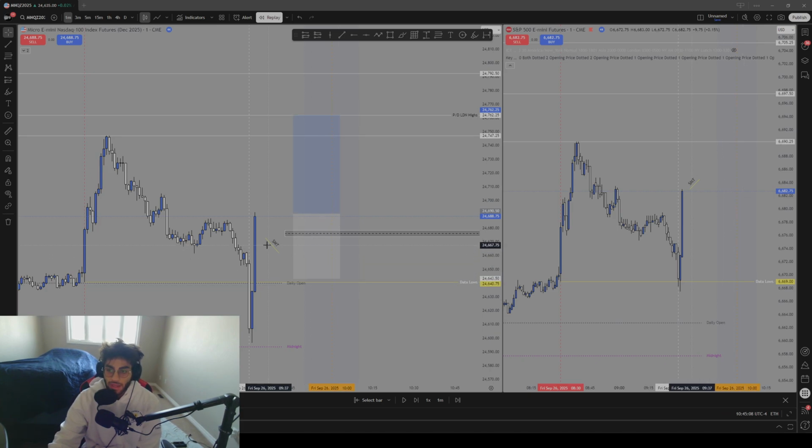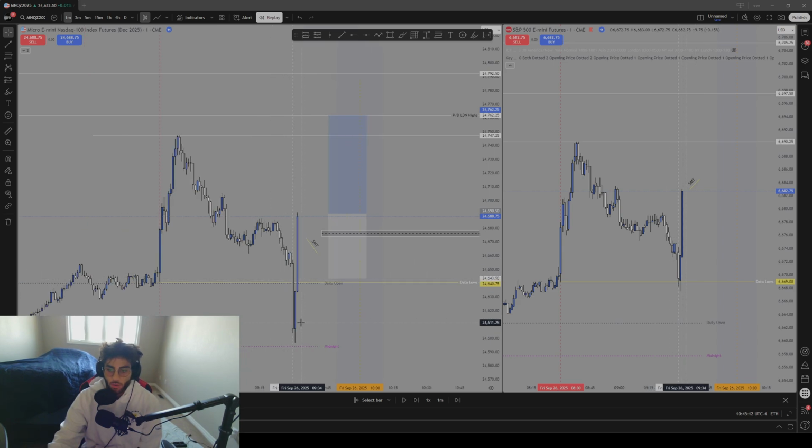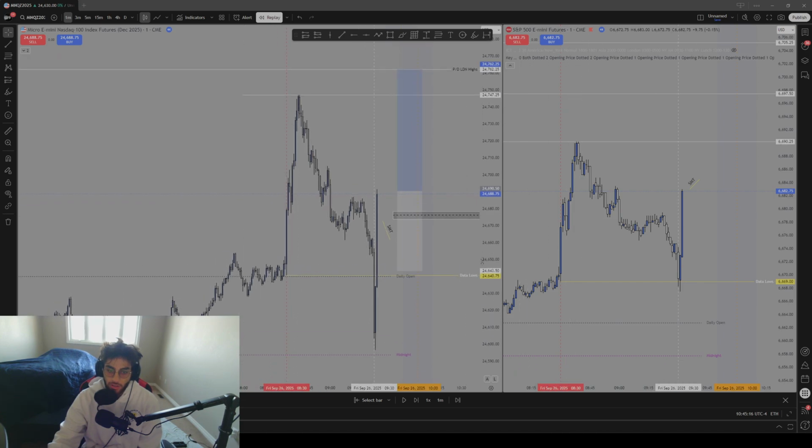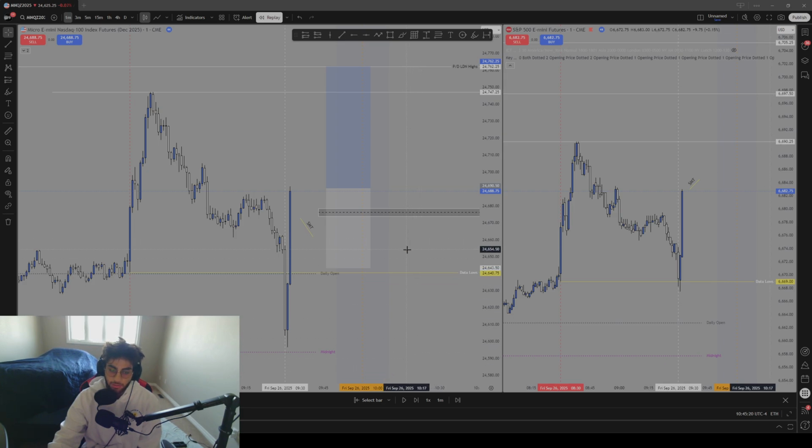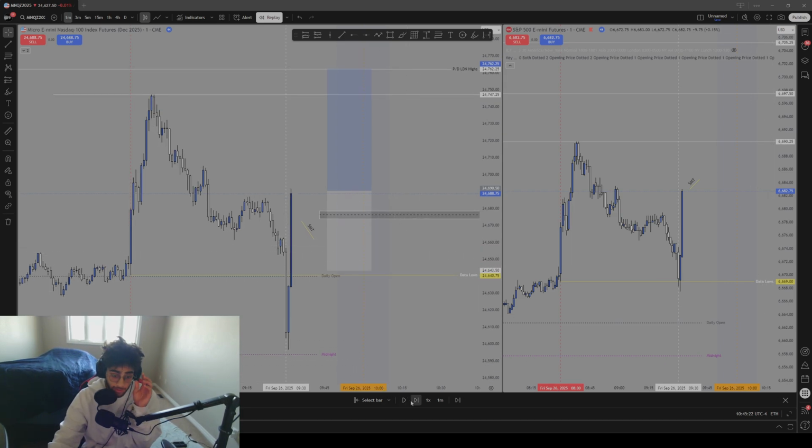Okay. The only thing that I was looking for to support this trade was an internal SMT, right? We didn't have one right here off of the market open. We just had the external, which would just equate to an A setup. An A plus setup would be supported by an inverse, sorry, not inverse fair value gap, an internal SMT. So let's keep playing the market here.